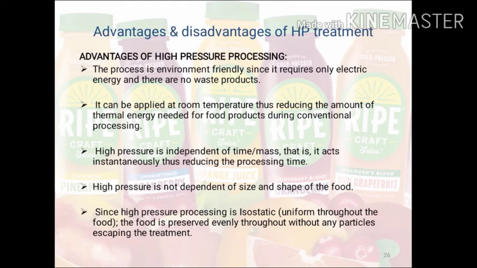Advantages and disadvantages of high pressure treatment. Various advantages and disadvantages can be derived from this high pressure processing of food. Now let's see first what the advantages of this high pressure processing of food are. This process is environmentally friendly since it requires only electric energy and there are no waste products. It can be applied at room temperature, thus reducing the amount of thermal energy needed for food products during conventional processing. This high pressure is independent of time or mass, that is, it acts instantaneously, thus reducing the processing time. Also, this high pressure is not dependent on the size and shape of the food. Since high pressure processing is isostatic, that is uniform throughout, the food is preserved evenly without any particle escaping the treatment.